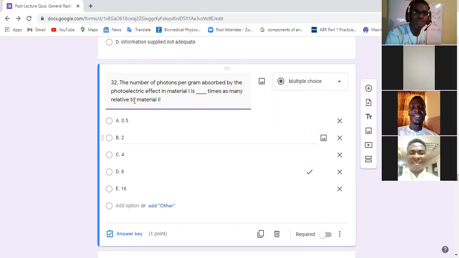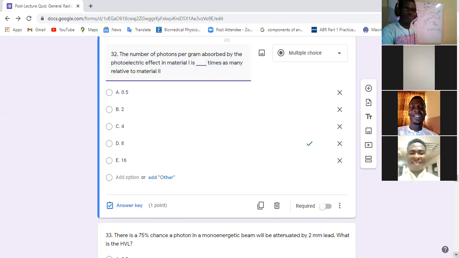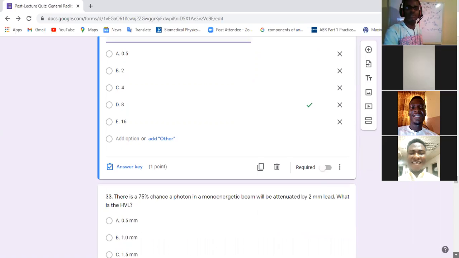I think 8 is correct, sir. So it's in 1 relative to material 2. Material 1 is 8 times. Okay, that's correct. The absorption is greater in 2, so the material in 1 relative to that in 2 is 8 times. Okay, 33. This one is a good one also.